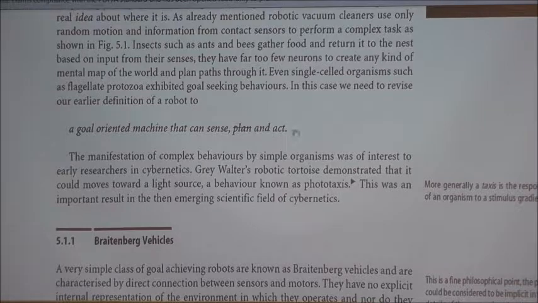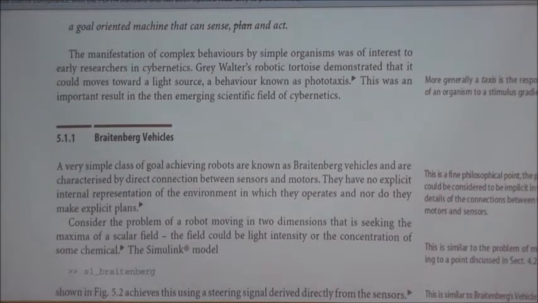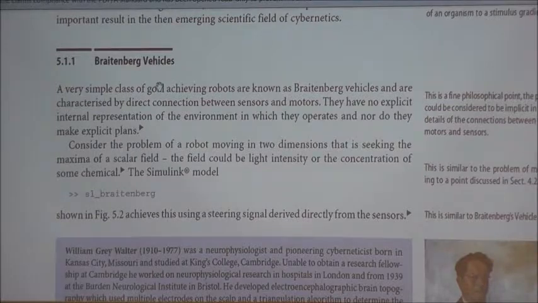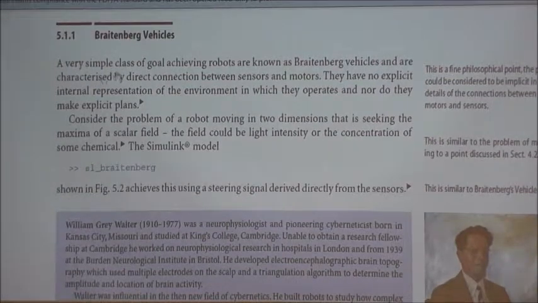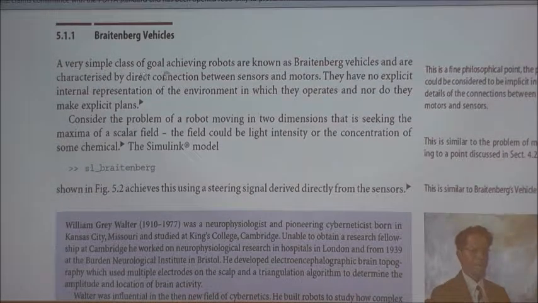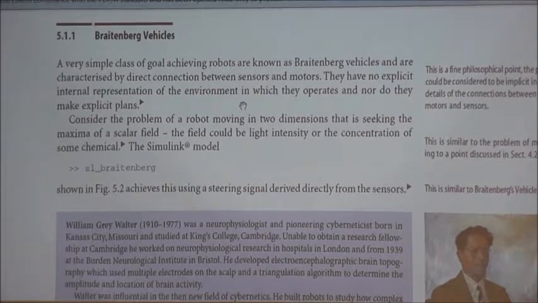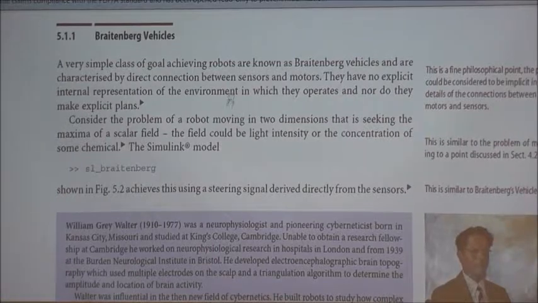So the Braitenberg vehicle, in fact, is a very simple class of goal-achieving robots, and they're characterized by direct connection between sensors and motors. So you use the information from the sensor. Based on that, you decide how to move, thereby activating your actuators to move from one point to another point.